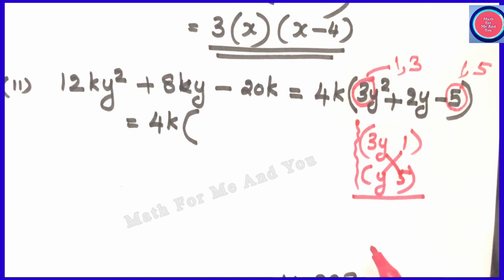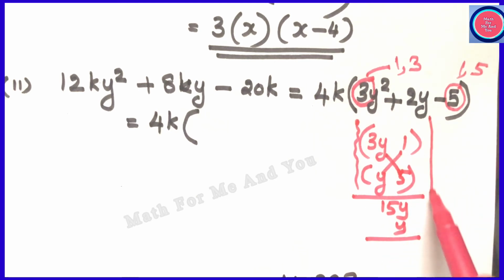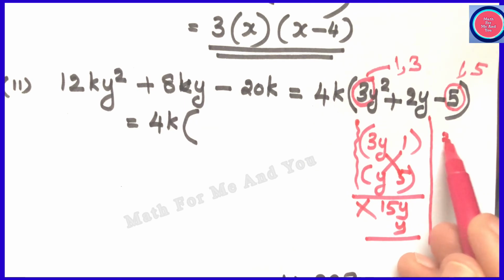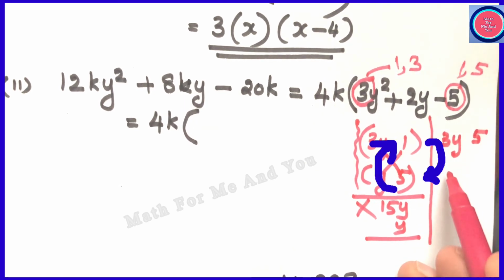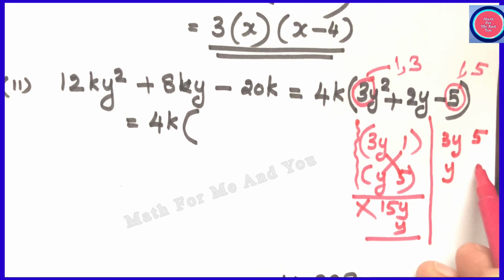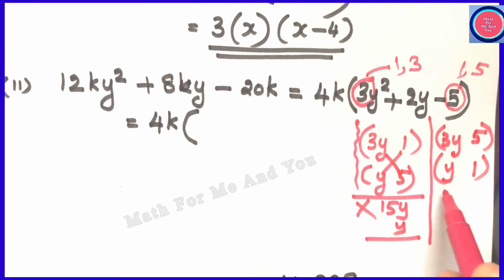We multiply 3y with the 5, y with the 1. 3y times 5 is 15y, y times 1 is 1y, or we can write y. The sum is 16y, the difference is 14y. That means it is not equal to 2y. So this is not correctly matching. Now we have to change the places of 5 and 1. This time we are writing 3y with the 5 and y with 1. See, we just change the places of the factors 1 and 5.